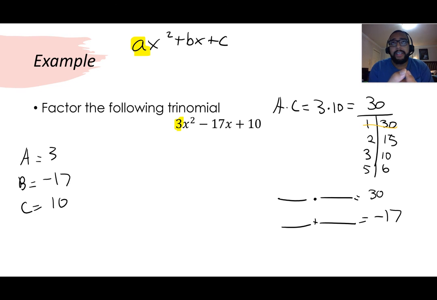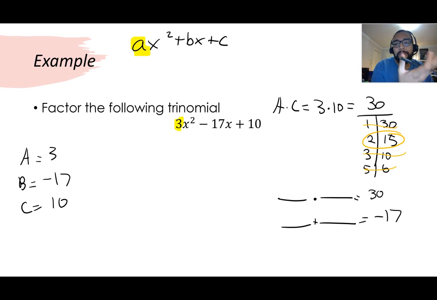3 plus 10 is 13. 3 minus 10 is negative 7. That won't work. And 5 plus 6 is 11. And 5 minus 6, negative 1. Okay, so 2 and 15 has to work. And if we notice again, I said 2 plus 15 was 17. But I need negative 17.